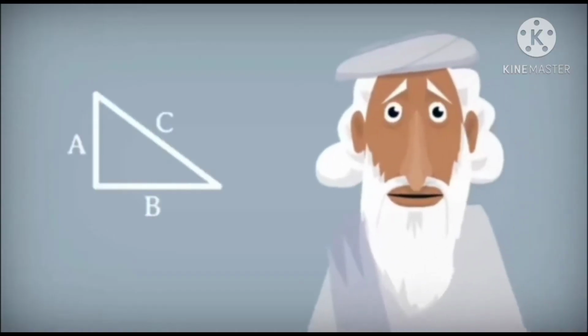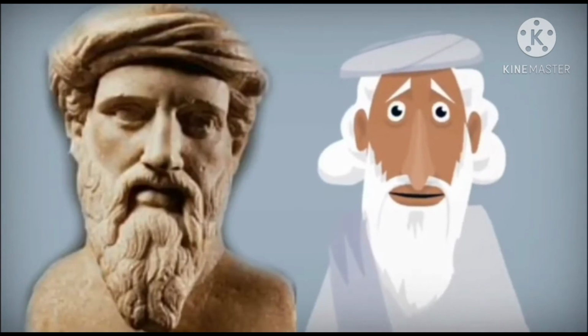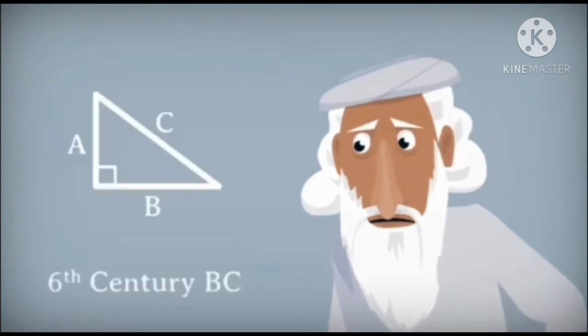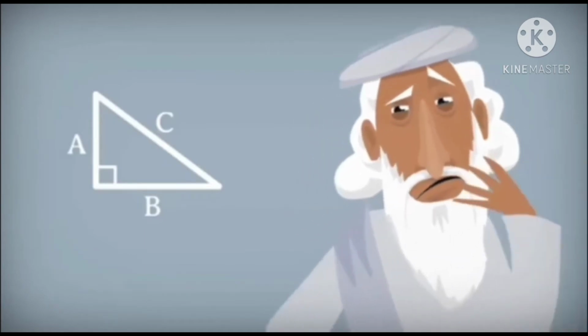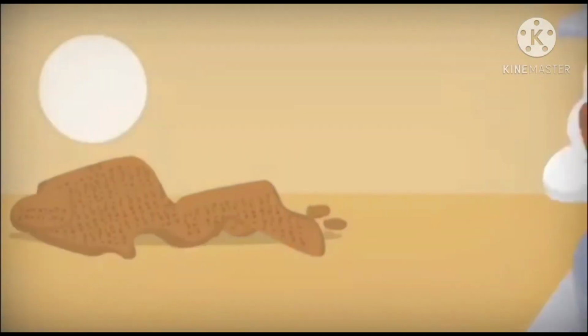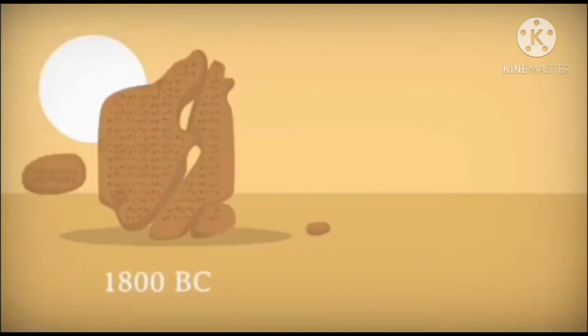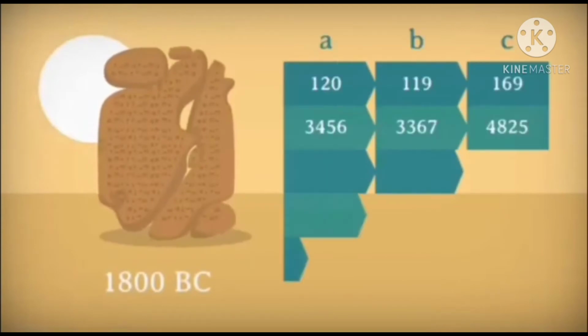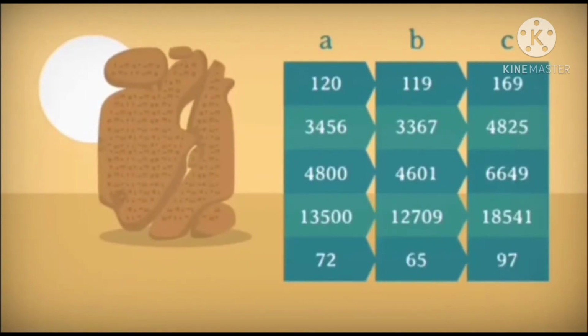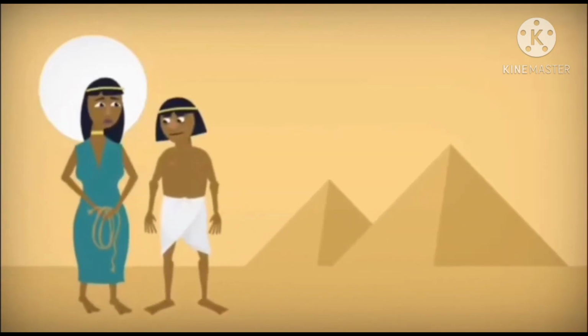The Pythagoras theorem is named after Pythagoras, a famous Greek philosopher and mathematician, and he was born in 6th century BC, but extensions of Pythagoras theorem started very early in Babylonia in 1800 BC.